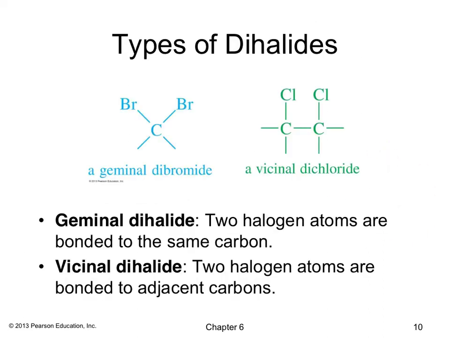So there are also different types of dihalides. When they're on the same carbon, and you have two of the halides, this is called a geminal dihalide, or in this case, geminal dibromide. When they're next to one another, each carbon bearing a halide, this is called a vicinal dihalide, or in this case, a vicinal dichloride. And here are the definitions that I just discussed.